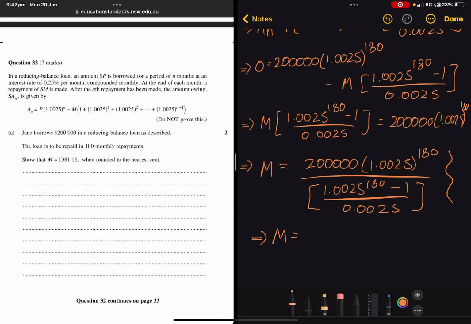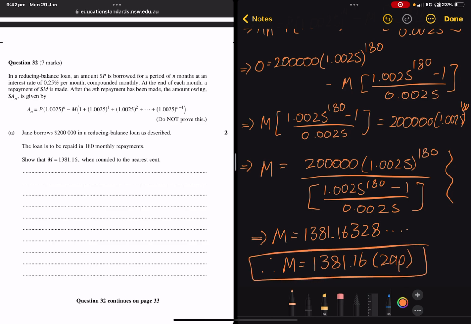So the calculator tells me that this is 1381.16328... So therefore M is equal to 1381.16 when rounded to 2 decimal places. And this is the answer to this particular question. So this is the answer we're after.